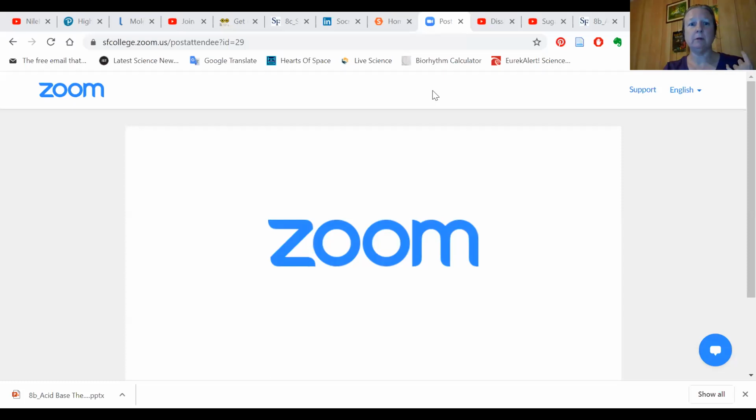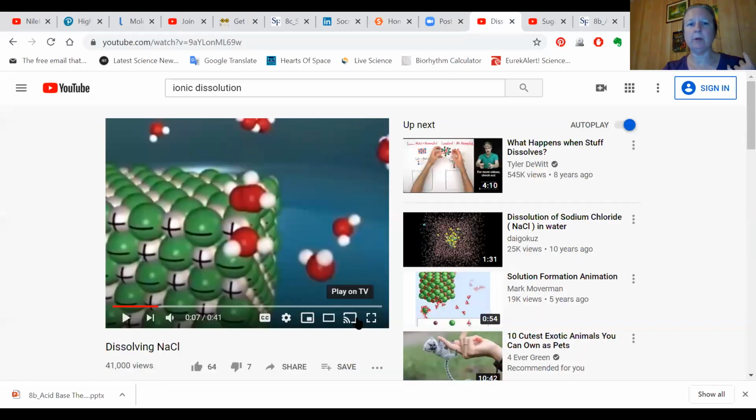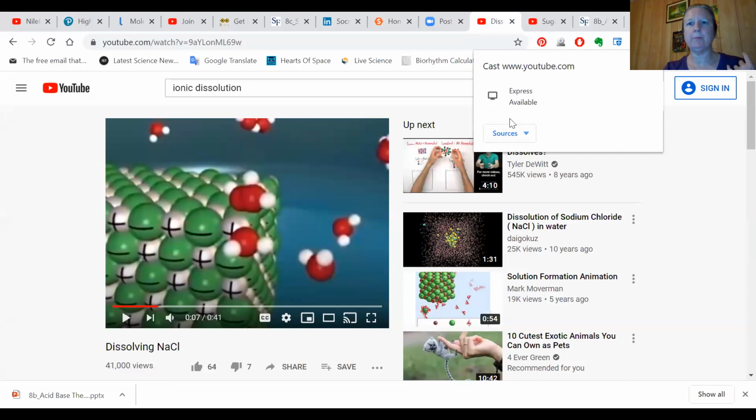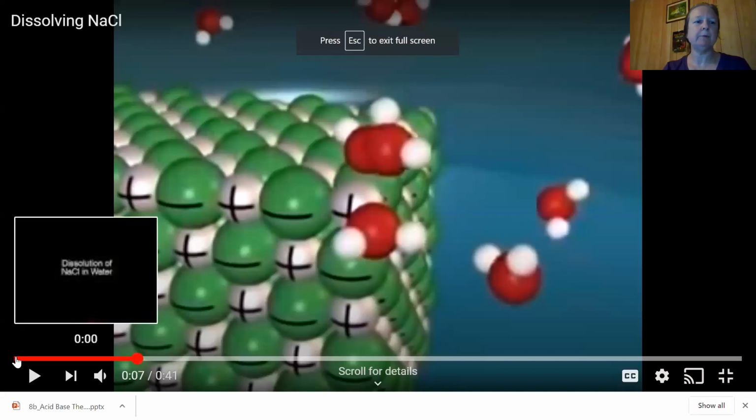And whereas the salt becomes individual ions. Okay, this one's kind of loud for some reason. No, try to get it bigger. Nope. Sorry, guys. There we go. Okay, so here's the first one.